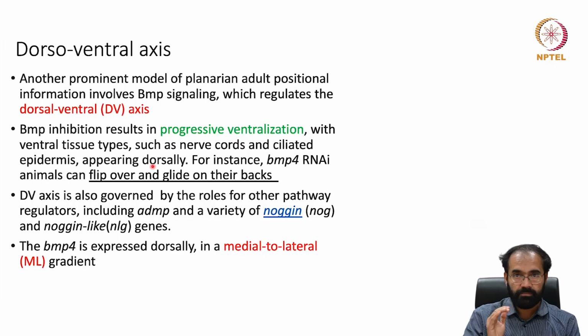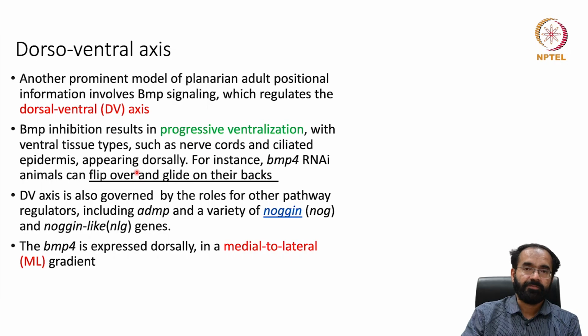This includes real solid structures with ventral tissue types predominant, such as nerve cords and ciliated epidermis, appearing dorsally, which are supposed to be in the ventral region. Now it has gone to the dorsal region. It is just like we all say, what is east? The sun rises in the east. If the sun rises from the west or from the north, will you call the sun rising from the north, or will you call north as east? So this is a conundrum. If you inhibit BMP signaling, you end up getting ventral structures appearing in the dorsal.